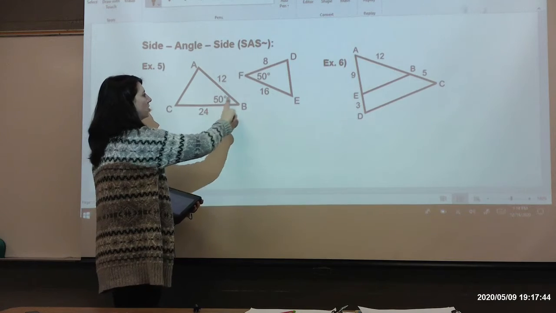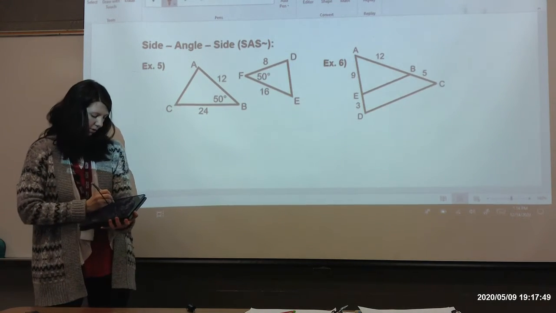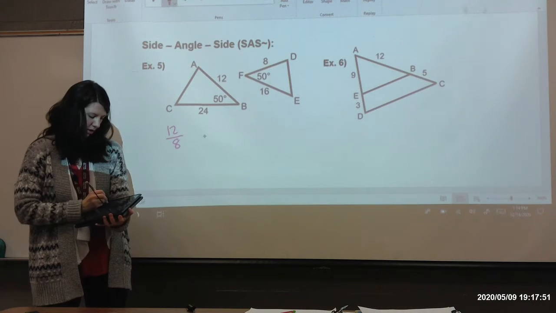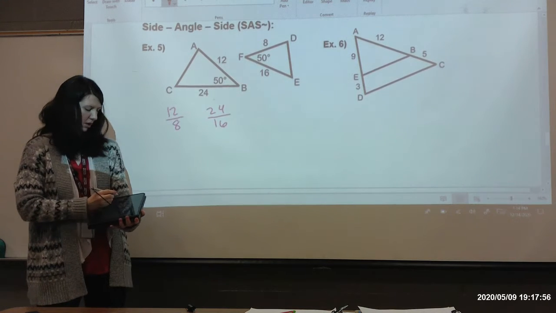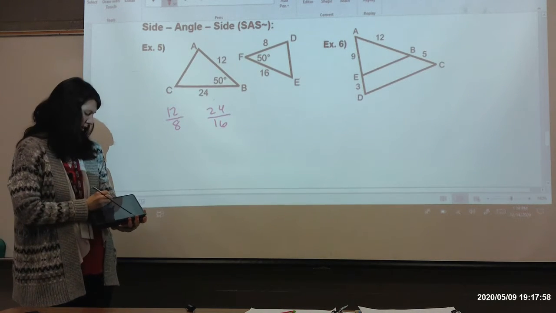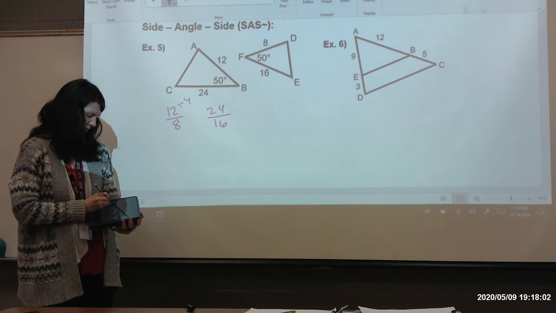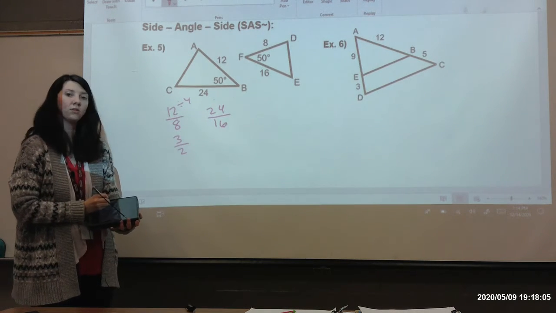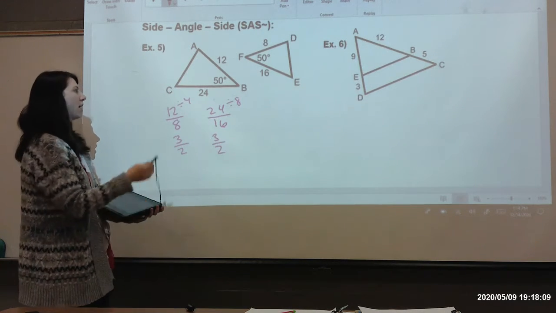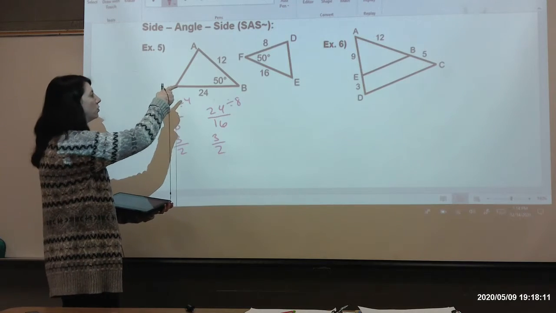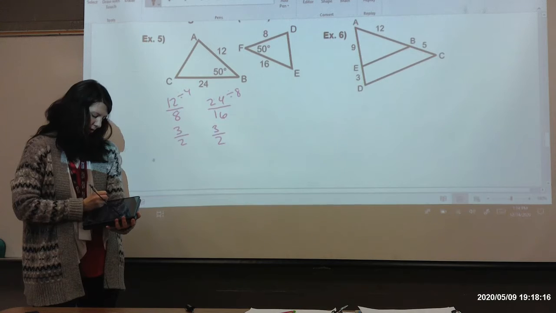So I'm going to match the largest to the largest and the smallest to the smallest. 12 over 8 and 24 over 16. So 12 over 8 would, let's see, both are divisible by 4. So that would be 3 over 2. 24 over 16, they're both divisible by 8, which would be 3 over 2. We have a congruent angle, and we have 2 proportional sides, so let's write our similarity statement.